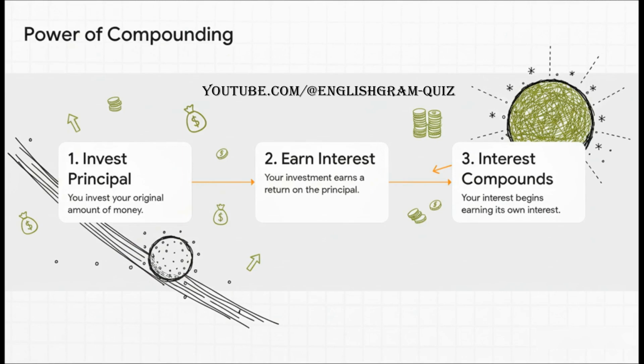You start with your principal, right? That money earns some interest. But then, and here's the key, that interest starts earning its own interest. And over time, that little snowball just gets bigger and bigger, rolling faster and faster.